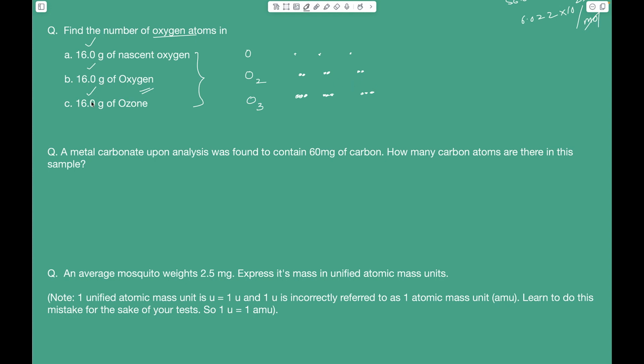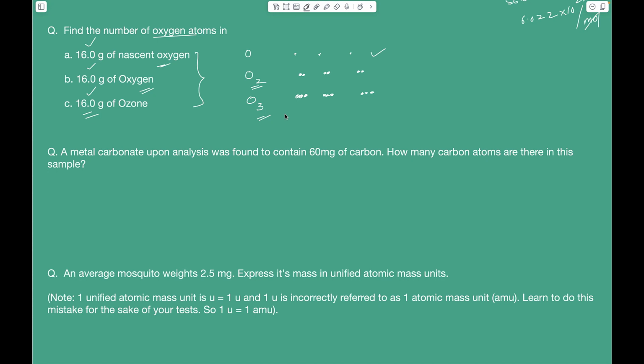Therefore, if they all have the same mass, then they must all have the same number of oxygen atoms ultimately, right? So, here you don't have to do three separate calculations. If you figure out the number of oxygen atoms in 16 grams of nascent oxygen, then 16 grams of oxygen that is composed of oxygen molecules, 16 grams of ozone composed of ozone molecules would all have the same number of oxygen atoms ultimately.